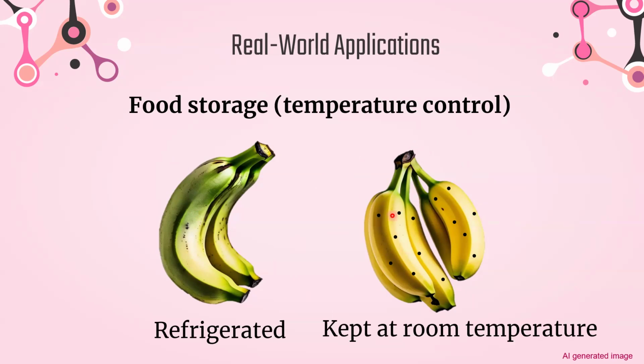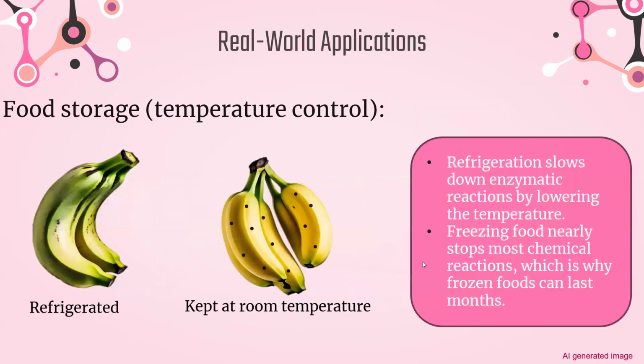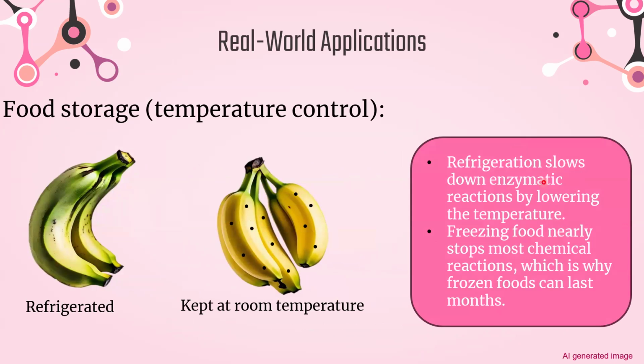So this is basically temperature control regarding the enzymatic reactions, and that is very commonly seen in our day-to-day life. Refrigeration slows down the enzymatic reactions, and freezing food nearly stops most chemical reactions, which is why frozen foods can last months. Since the enzymatic reactions are no longer taking place, the process of ripening gets stopped and their shelf life increases.